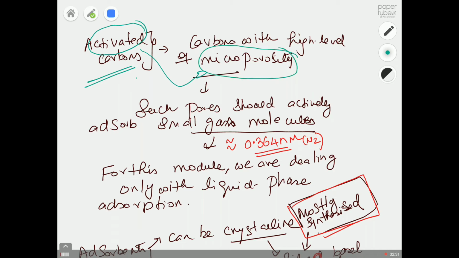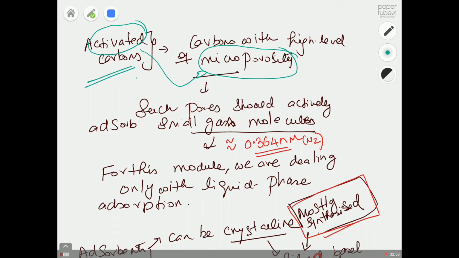Activated doesn't mean there is some activation happening. We are creating micropores. So if your carbon contains micropores, we can call it activated carbon. If your carbon doesn't contain micropores, you just call it a piece of carbon. So that's the thing you should remember in your mind.